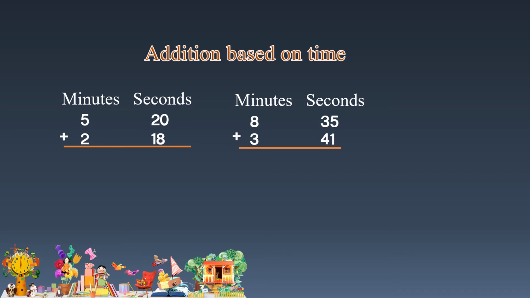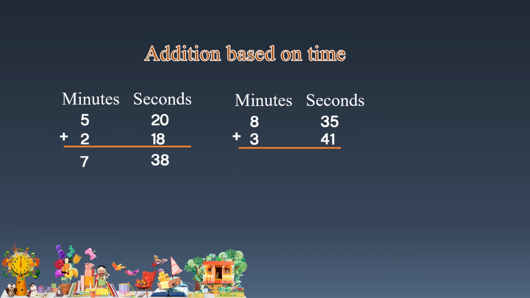5 minutes 20 seconds plus 2 minutes 18 seconds. First of all, we have to look at the seconds column. We have to start with that. So 20 plus 18 is 38. Since 38 is less than 60, we can have 38 under seconds column. Therefore, we'll move on to minutes column. 5 plus 2 is 7. Therefore, the answer is 7 minutes 38 seconds.